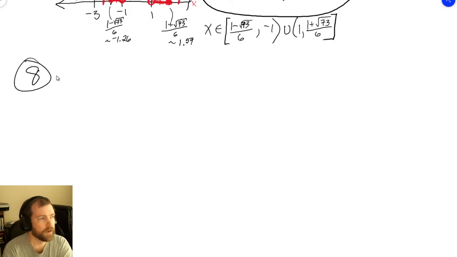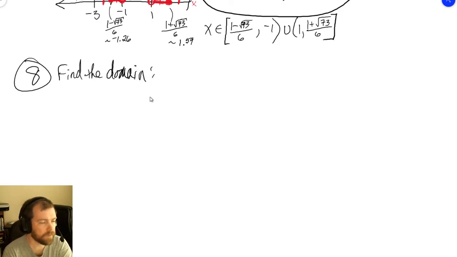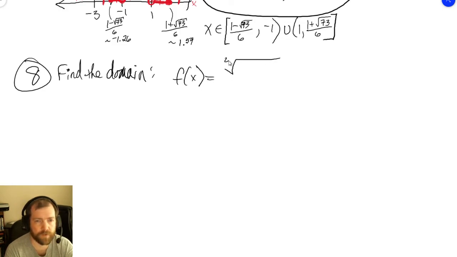All right, number 8. I've already asked this as part of several of the previous questions. However, this is more explicit. I'm asking you directly, right? Find the domain of this particular function. F of x is equal to the fourth root of 9 minus x squared divided by the natural log of x.